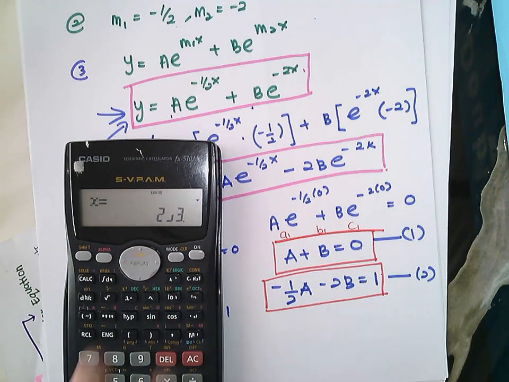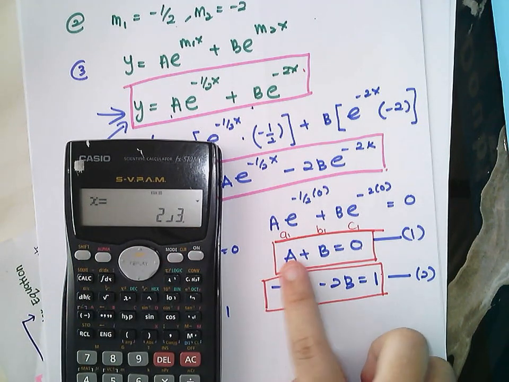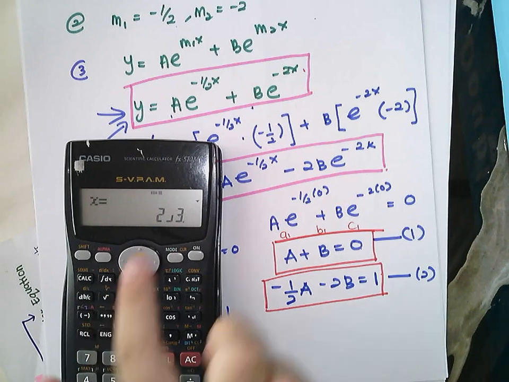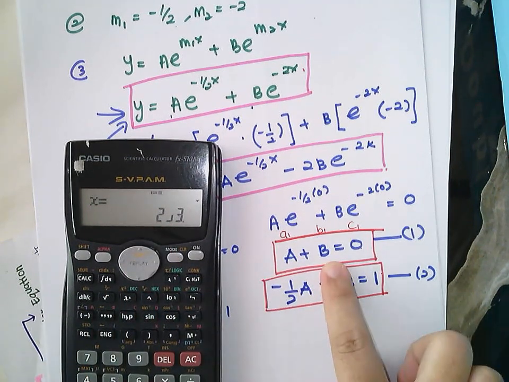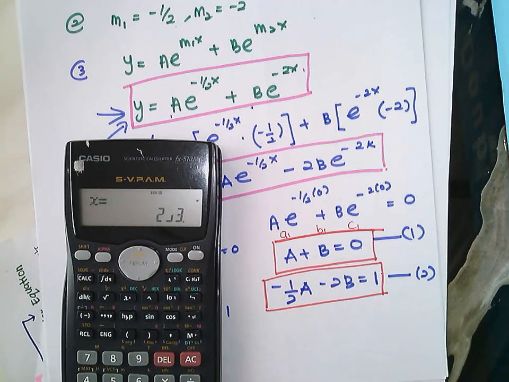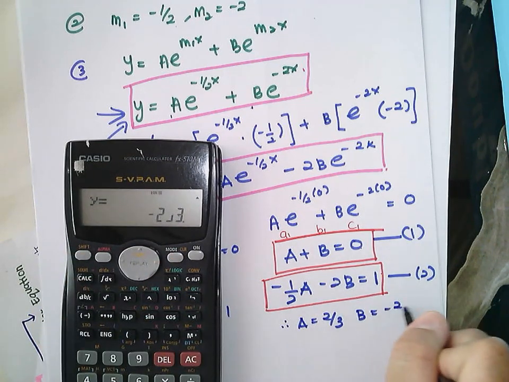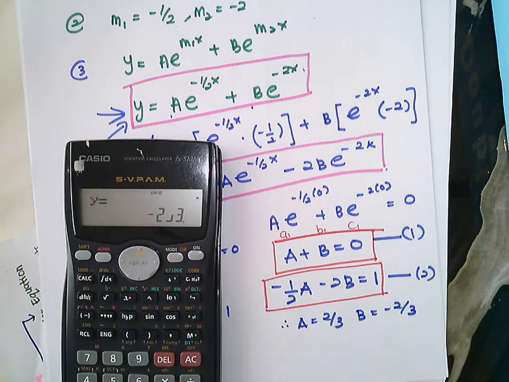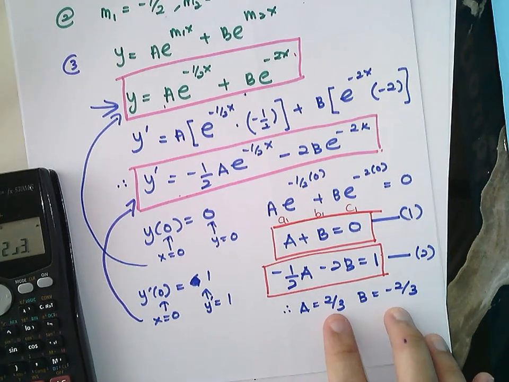So you will have your answer. The first value, this one here, is x, but remember, now we're dealing with a and b. So the first value will be the value of a, and the second value will be the value of b. Therefore you will have a is equal to 2 over 3, and b is equal to negative 2 over 3. What are you going to do with these two values?